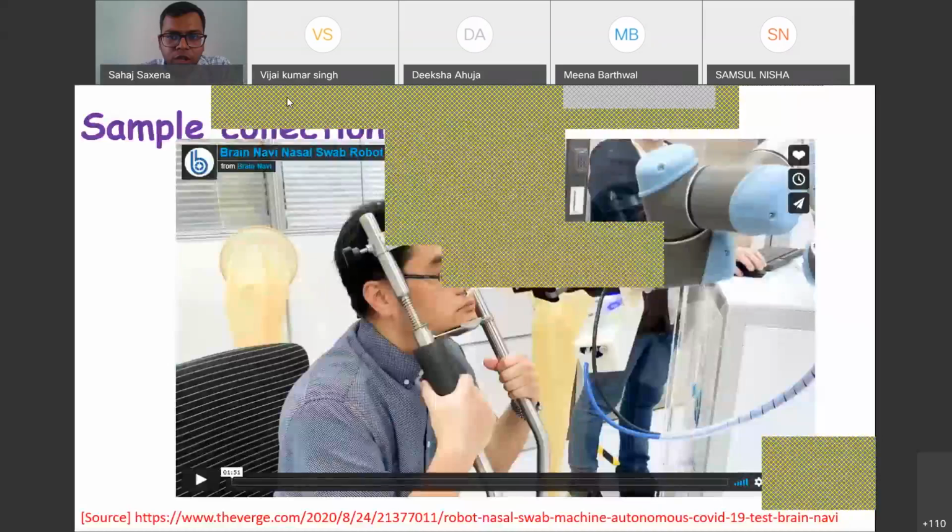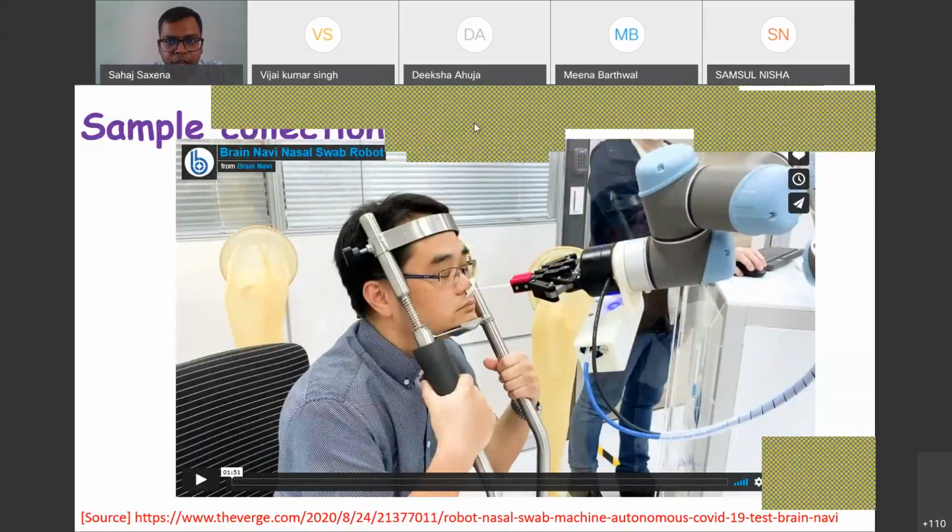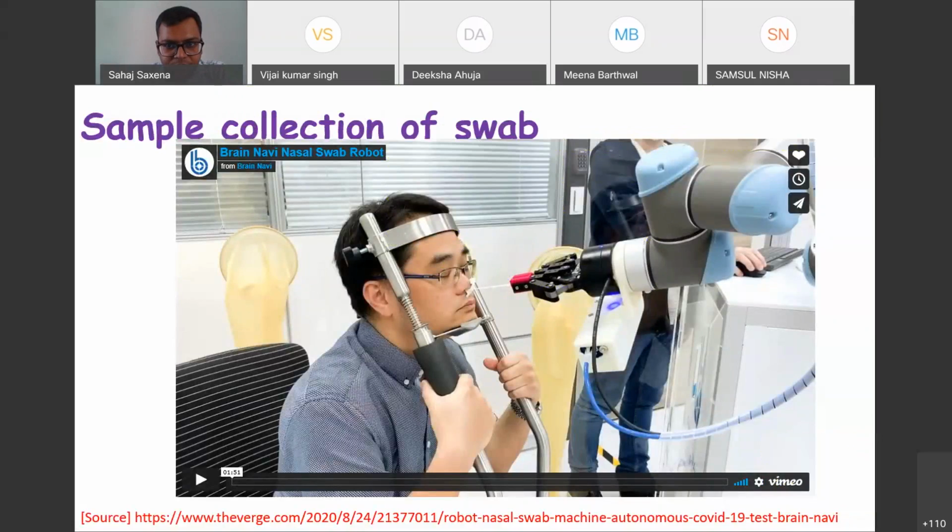So basically you are able to see the video, and in that video you saw a swab collection robot which enters the swab into the nose, and through that stick they collect the swab and put it into the sample collection box. It is actually done with the help of a robot, right? So are you able to see the PPT?